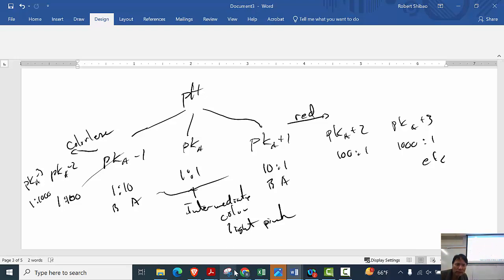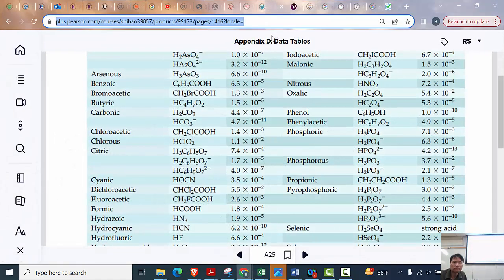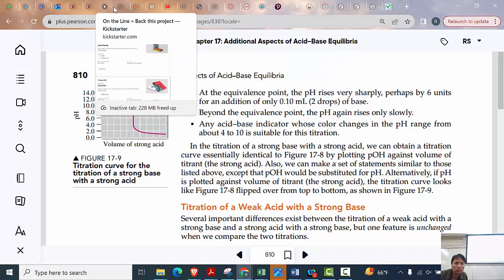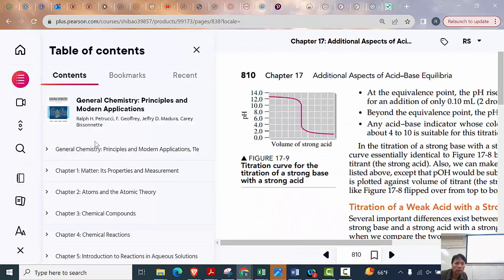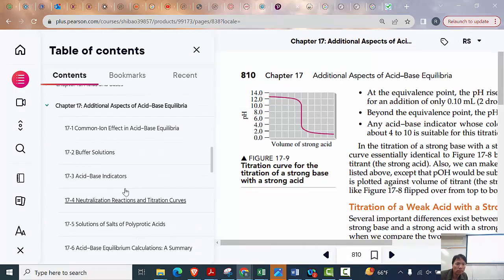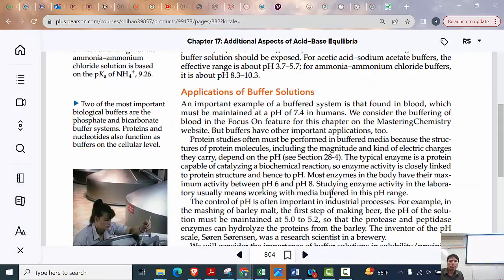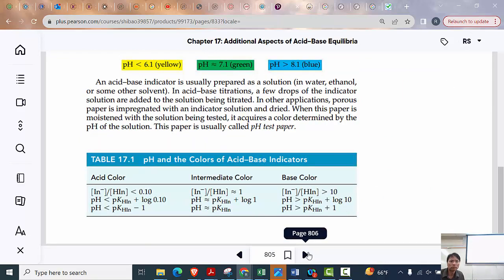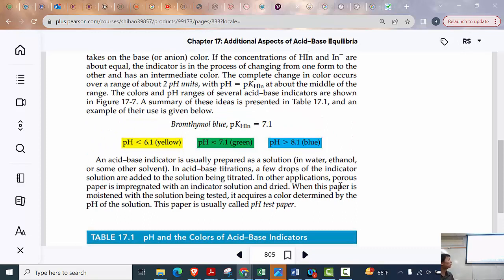And so we could take a look at some indicators here. Like bromothymol blue. Bromothymol blue has a pKa. They're just saying pK for the indicator acid, HIn. In just stands for some generic indicator anion. Is 7.1.